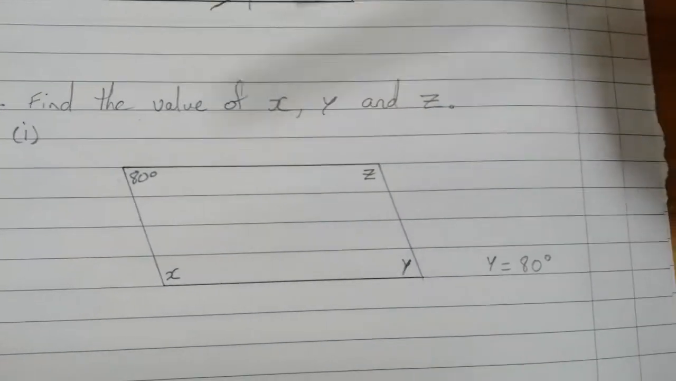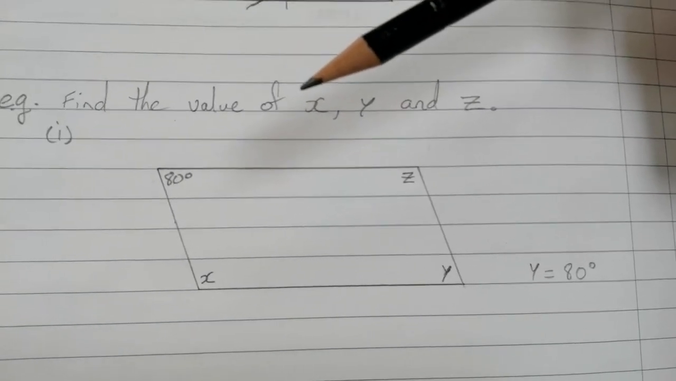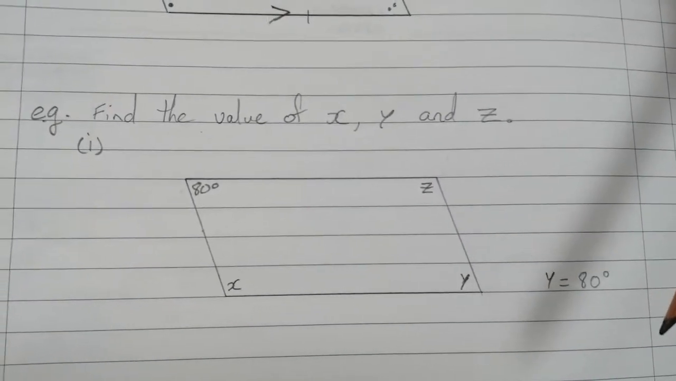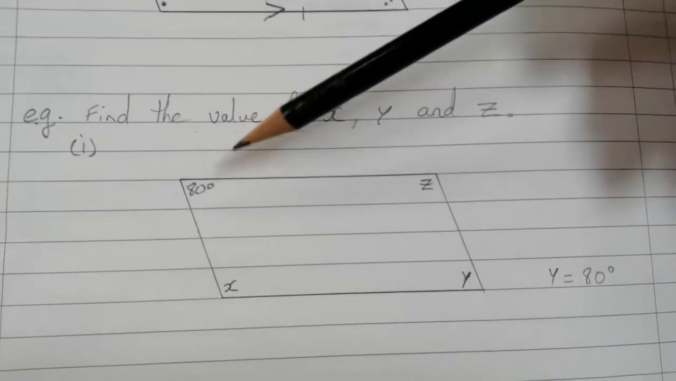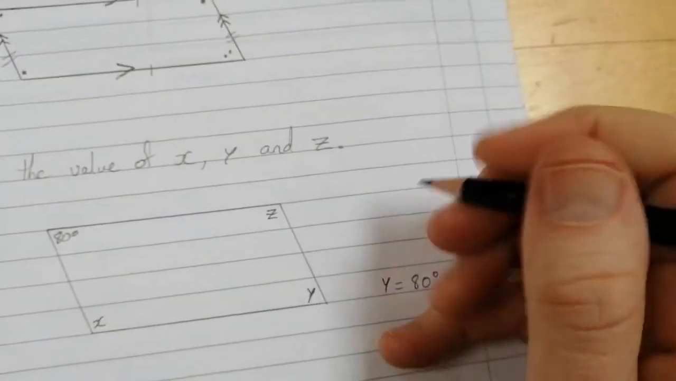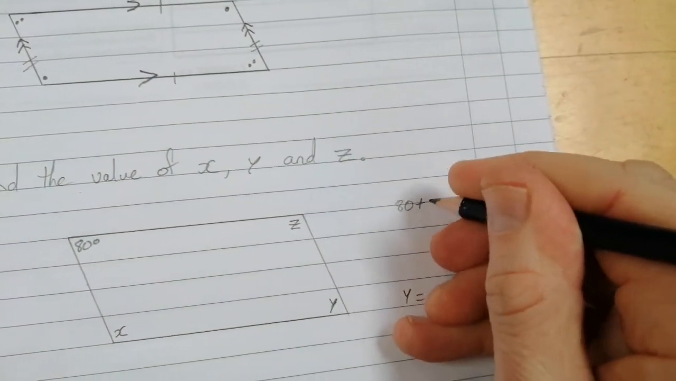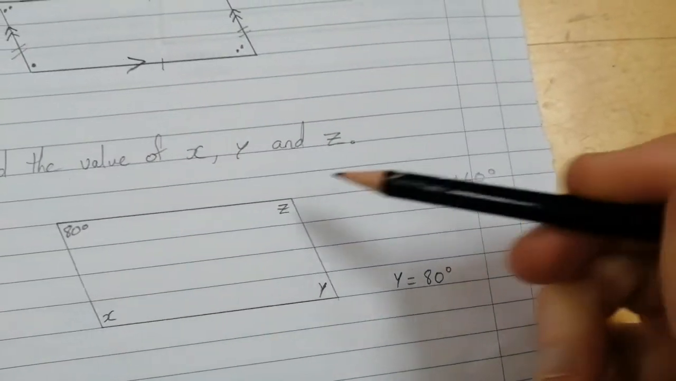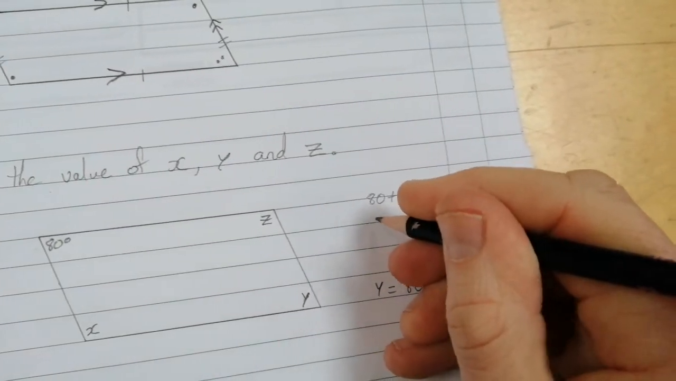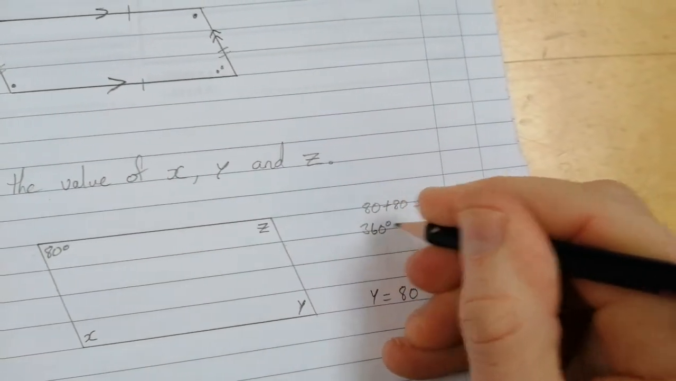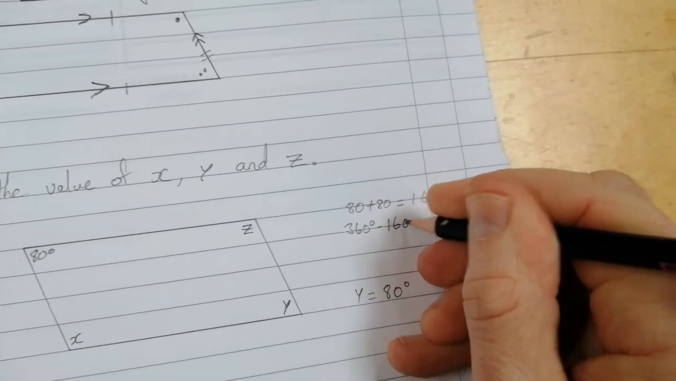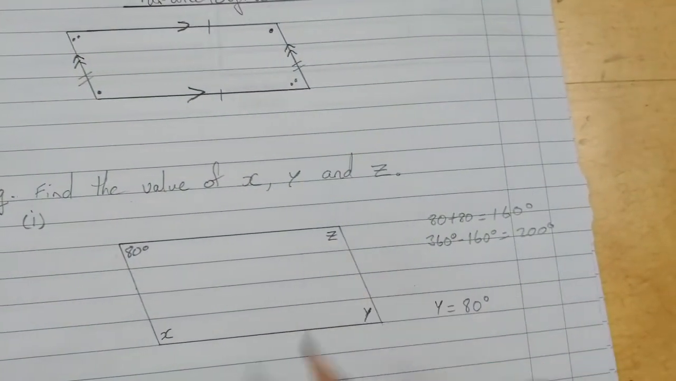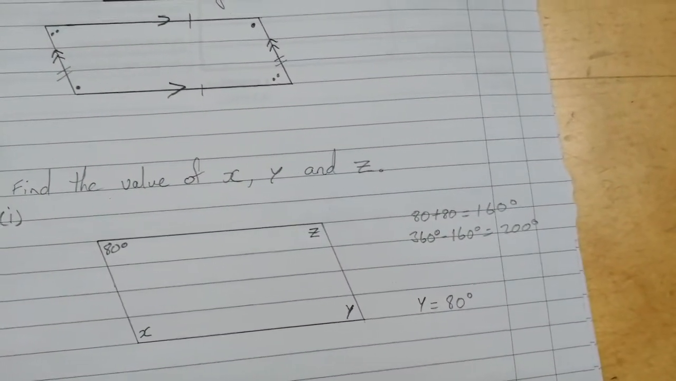Then we can use our rule about quadrilaterals. This is one way we can do it. All four angles in a quadrilateral must sum to 360 degrees. So we've got 80 and 80, which is 160. We know that all four of them must add up to 360. So if we take the 160 we have so far from 360, we're left with 200 degrees. So this x and this z must together equal 200 degrees.